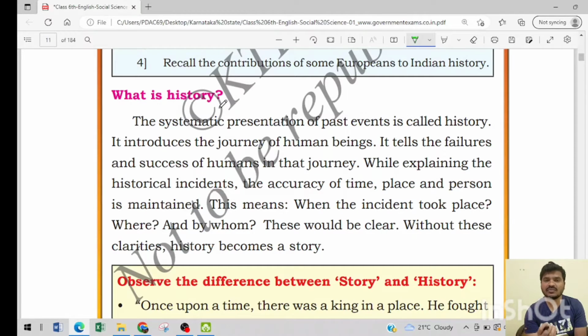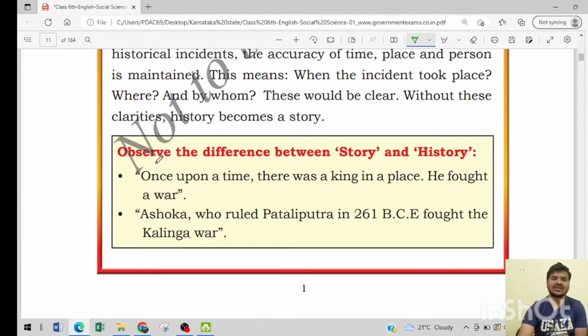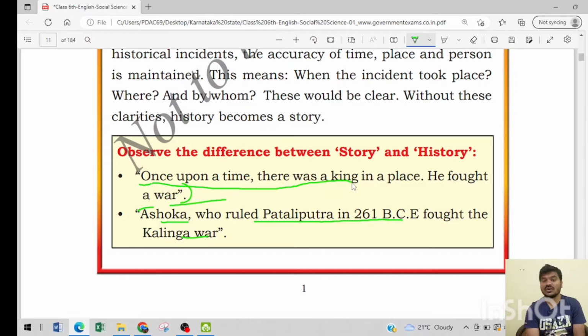If we create it, it will become like a story. Here they have given one nice example also. If there is no proof for the history, then it will become a story. Like, once upon a time there was a king in a place, he fought a war. But when we have proofs, then we will say: Ashoka, who ruled Patliputra in 261 BCE, fought the Kalinga war. This kind of thing we will call history. These are stories, and this is history. So to get the history of any country, any place, we should have some proofs for that.